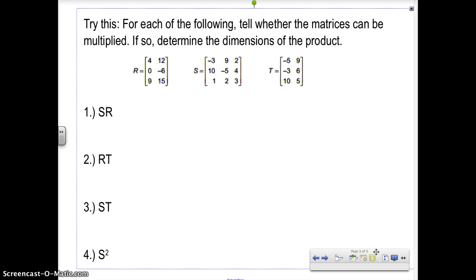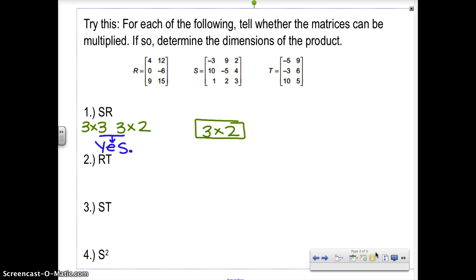SR. Okay, looking up there, S has dimensions 3 by 3. R has dimensions 3 rows by 2 columns. Since the 3's are the same, yes, we can multiply this. The dimensions of the product SR will be 3 by 2. Okay? What I want you to do is give a try to the final 3: 2, 3, and 4, and see what you can make happen.